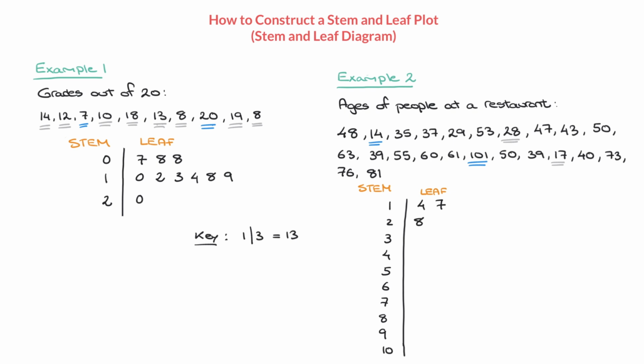I carry on, the next value would be the 29 we see here, which again contains 2 tens, but this time it has 9 ones. And I carry on, the next value in this list would be 35, which I'll underline. Since 35 has 3 tens and 5 ones, we go to the next row and write a 5 in the leaf column. Carrying on this way, the next value would be 37, which has 3 tens and 7 ones.